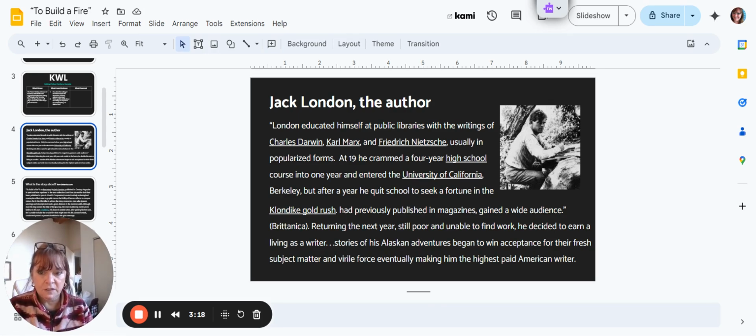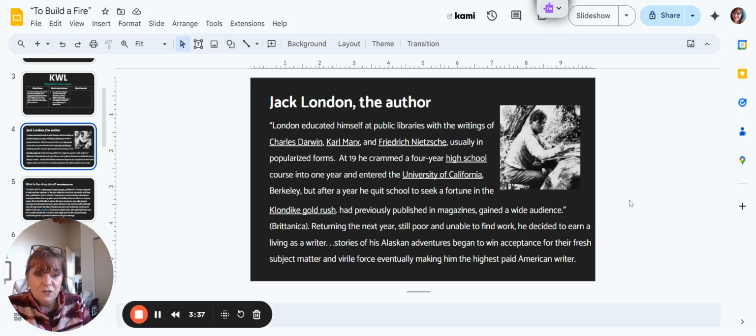Jack London was definitely a socialist most of his life, if not all of his life. He also studied the philosophies of Friedrich Nietzsche. And I believe we talked about Friedrich Nietzsche in the Flannery O'Connor story too. So she also studied Nietzsche.